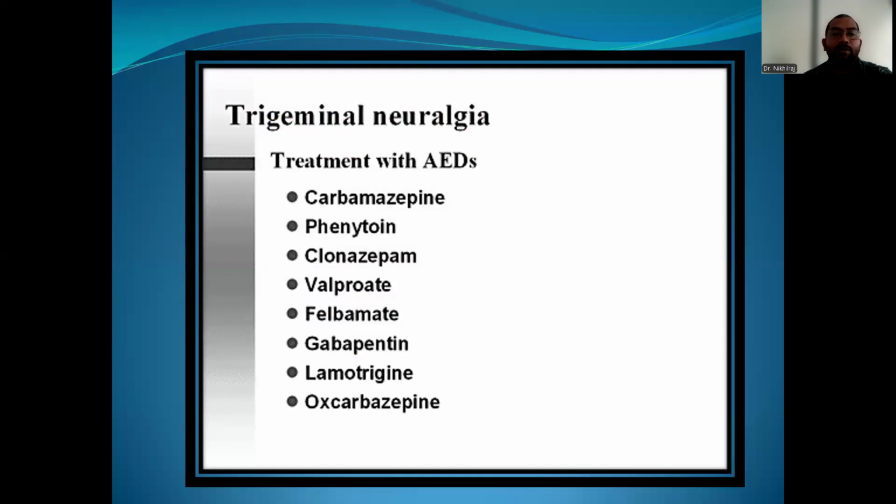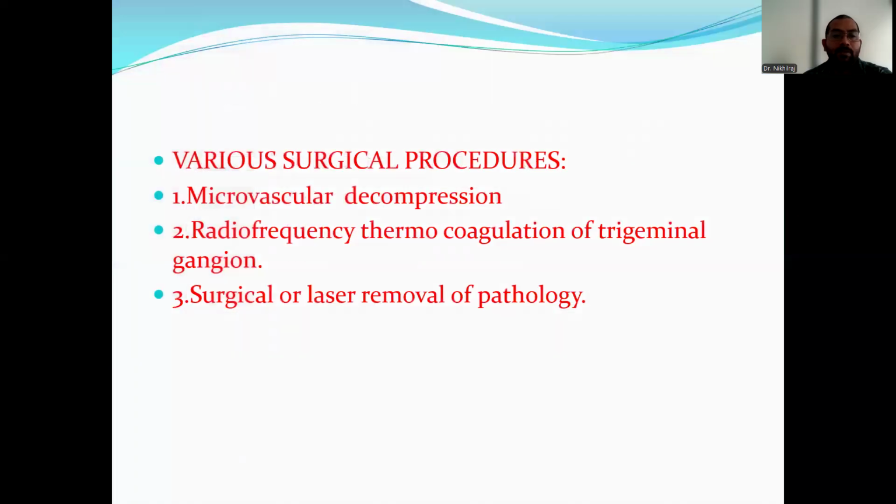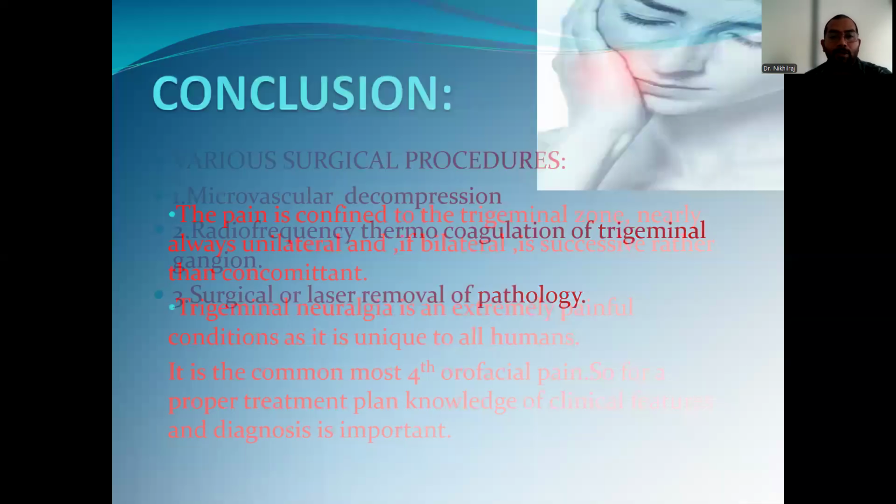The treatment aids for trigeminal neuralgia are carbamazepine, phenytoin sodium, clonazepam, valproate, gabapentin, and oxcarbazepine. The various surgical procedures performed are microvascular decompression, radiofrequency thermocoagulation of the trigeminal ganglion, and surgical or laser removal of the pathology.